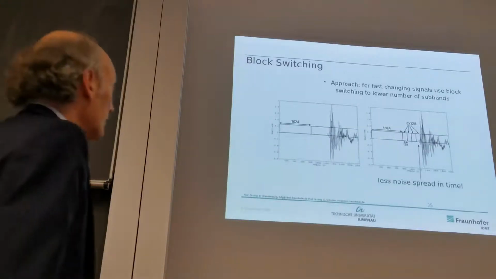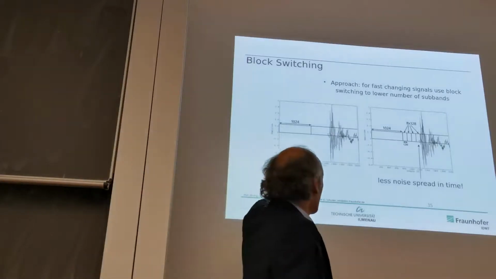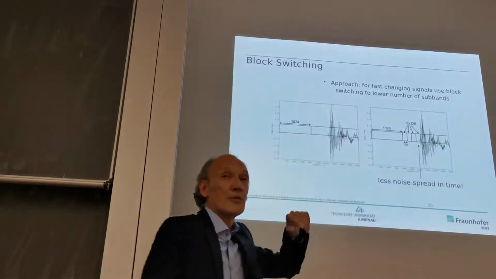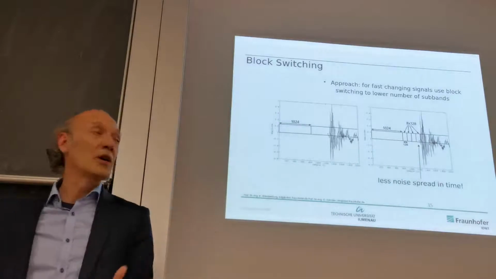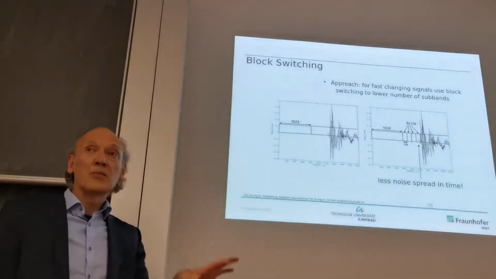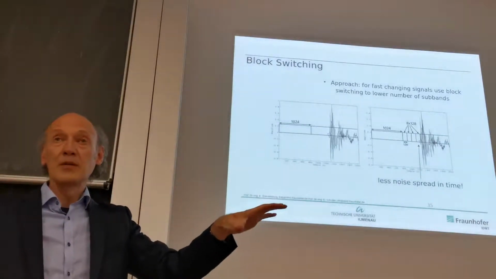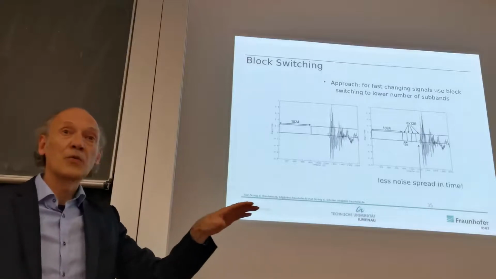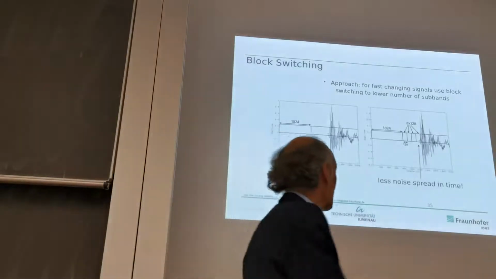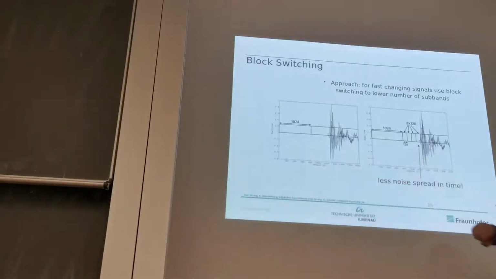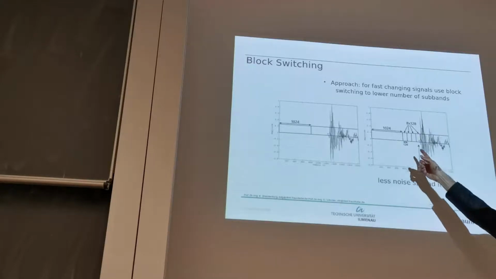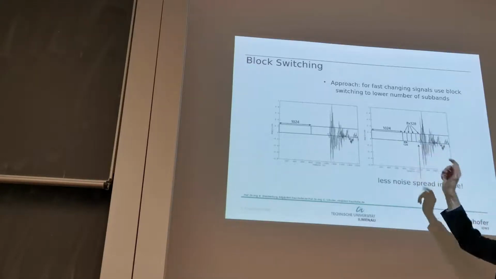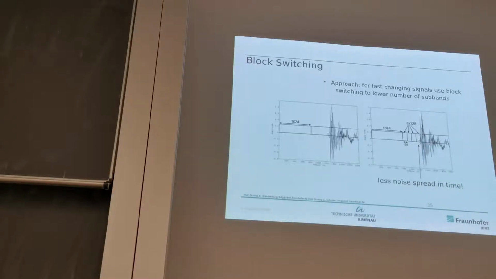So what's done is then, instead of having the same block size, say 1024 all the time, you detect that there will be an attack coming. And when you see this attack coming, you switch down to shorter block length. So here in this case it's 128 samples. So here you have 8 times 128 samples, so that's again a block of 1024. So this block of 1024 is subdivided into 8 smaller blocks.